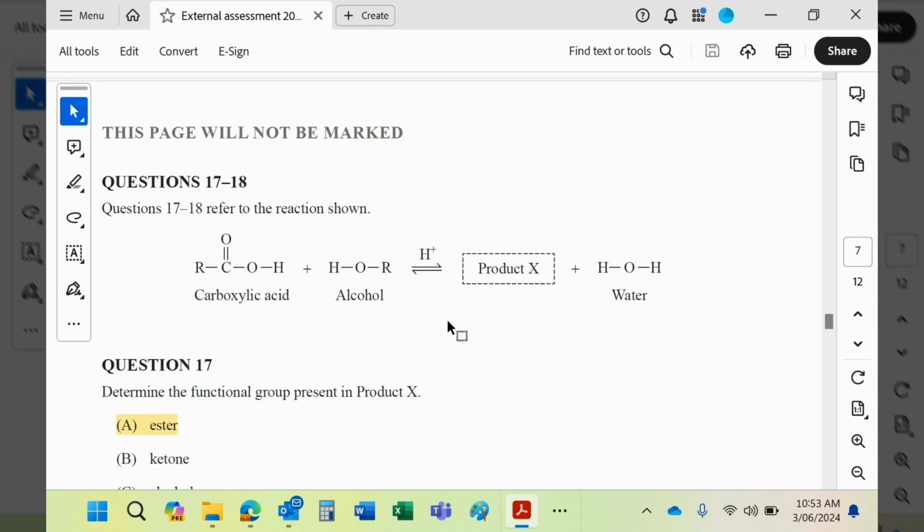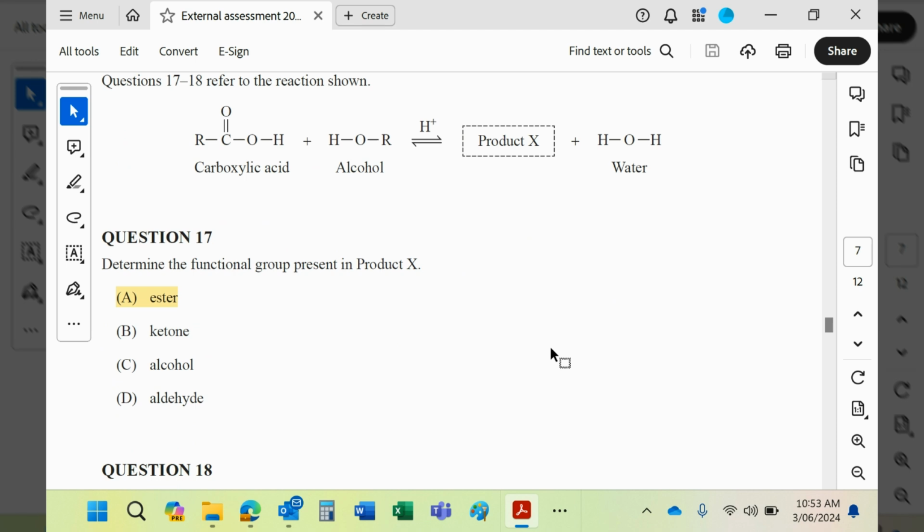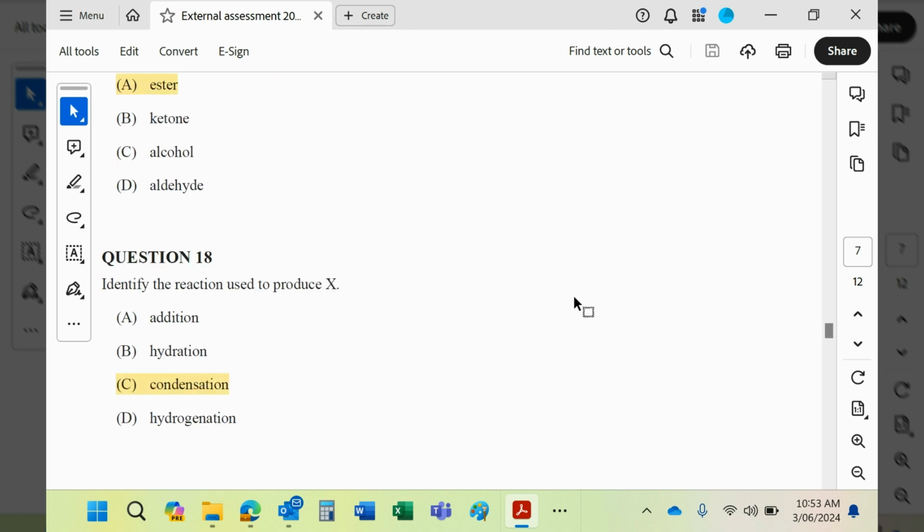We have another organic reaction here. Carboxylic acid plus alcohol makes product X and water. Well, effectively, what we're doing is we're taking away the OH of the carboxylic acid, the H of the alcohol, and making water. And then the RC double bond O links to the OR, and that, of course, produces an ester. Water, obviously, is produced in that reaction, and that is a condensation reaction.